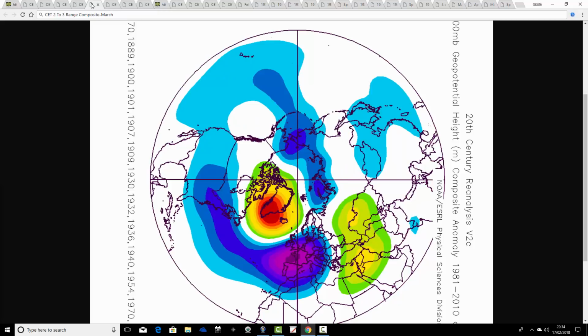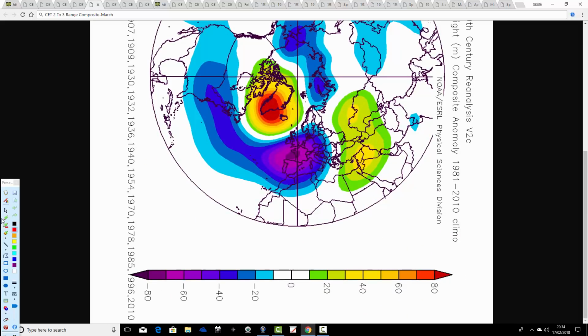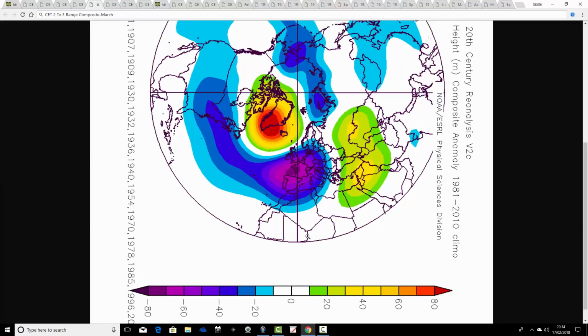So the next composite that we're going to look at is springs and individual spring months that follow Februaries that are within the 2 to 3 degrees Celsius range. So these are colder Februaries, and this is what the results are for the springs that follow those properly cold Februaries. We begin again in March, so this is all years combined. Again, we can't show you those months individually because there's too many of them. We start at March 1864 and we go all the way down to March 2010. So this is how it looks.